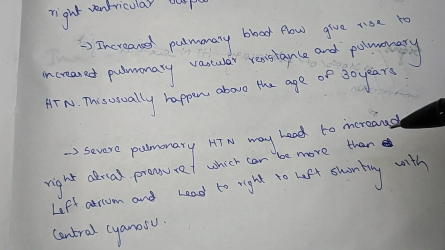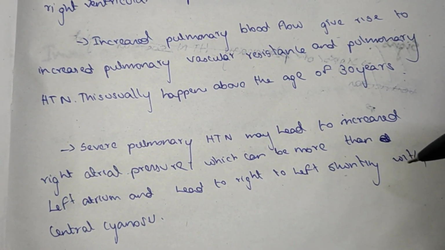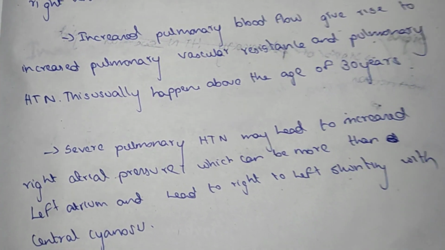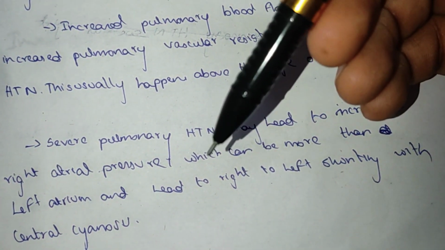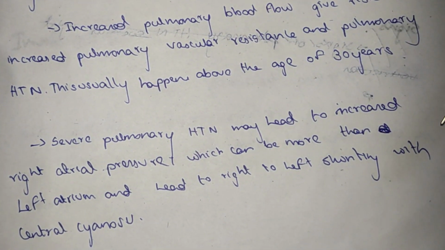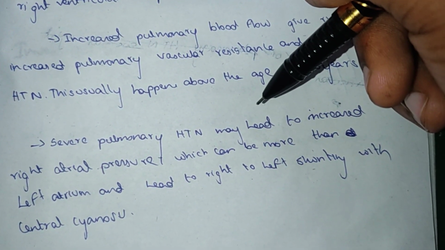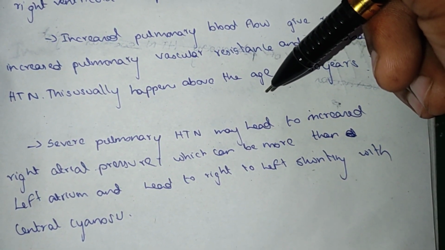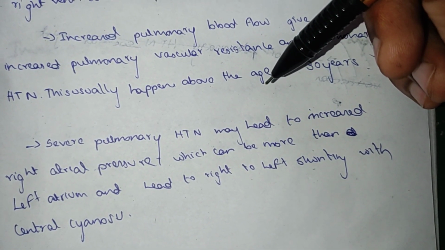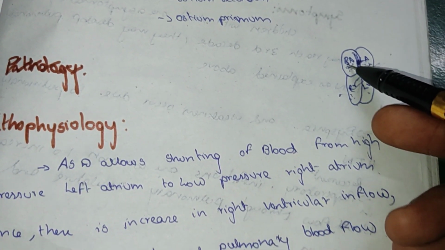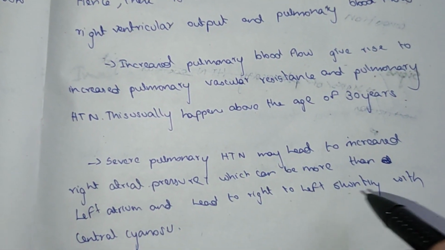Severe pulmonary hypertension may lead to increased right atrial pressure, which can be more than the left atrium and lead to right to left shunting with central cyanosis. Due to the pressure here being more, the flow changes from here to the left atrium. This causes the central cyanosis, and this is known as right to left shunt.